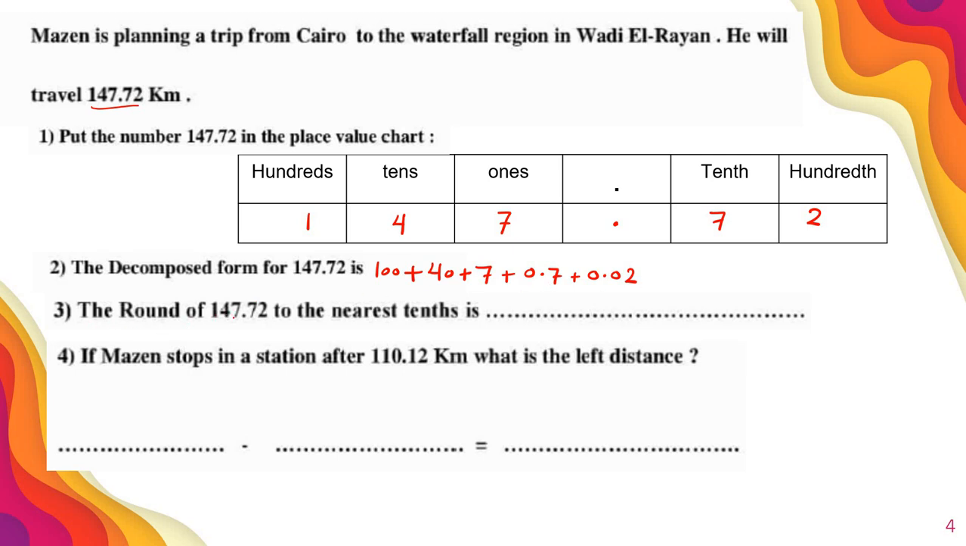Round 147.72 to the nearest tenth. Find your place. So the place I want to round to, it's what? The tenths place. Where is the tenths place? Yes, I can see it. It's this 7.